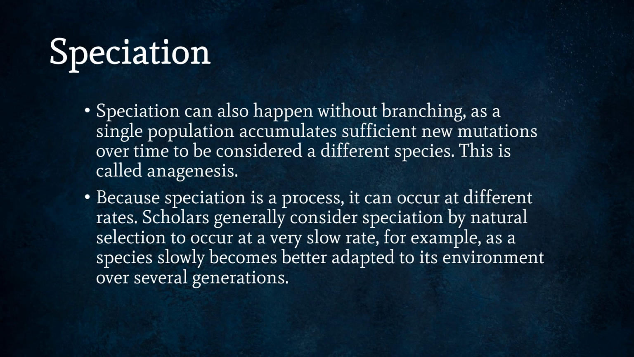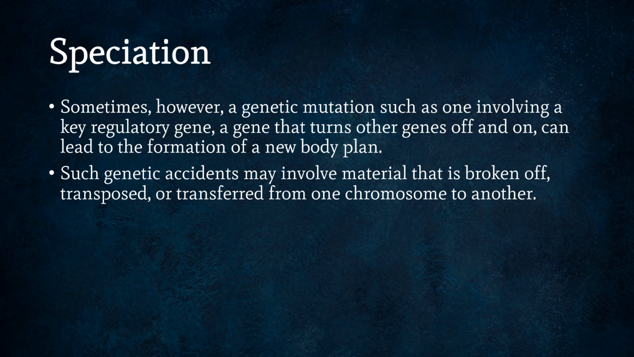Because speciation is a process, it can occur at different rates. Scholars generally consider speciation by natural selection to occur at a very slow rate. For example, as a species slowly becomes better adapted to its environment over several generations. Sometimes, however, a genetic mutation, such as one involving a key regulatory gene, which is a gene that turns off or on other genes, can lead to the formation of a new body plan. Such genetic accidents may involve material that is broken off, transposed, or transferred from one chromosome to another. So that is one final example of how speciation can occur.